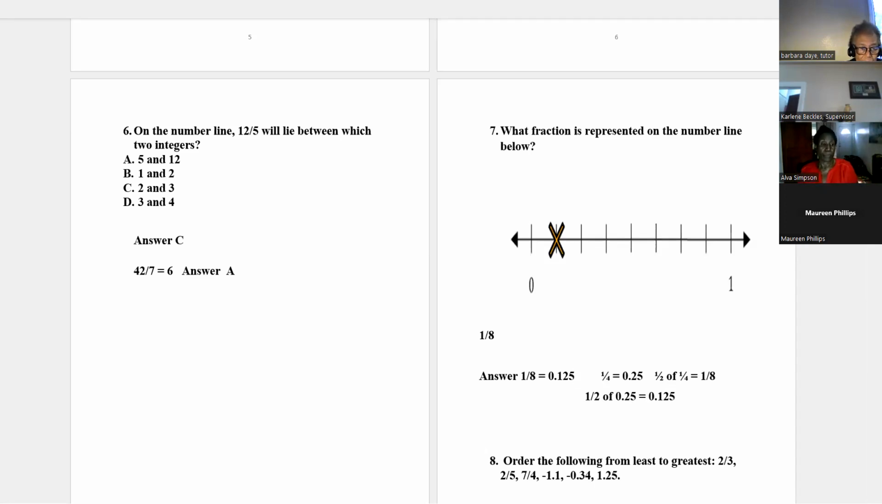I think I gave you a table of common ones, and I'll send it to you again. Let me make a note of that: fraction decimal equivalents. By knowing those, you can save yourself a lot of time in your calculations. Yes, half of a fourth is 1/8.